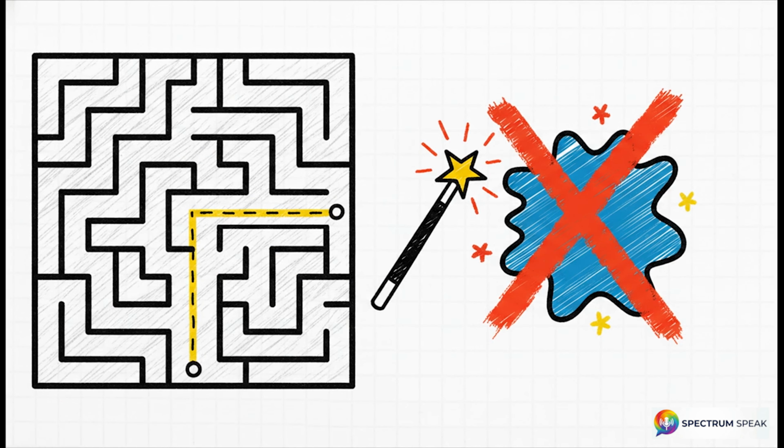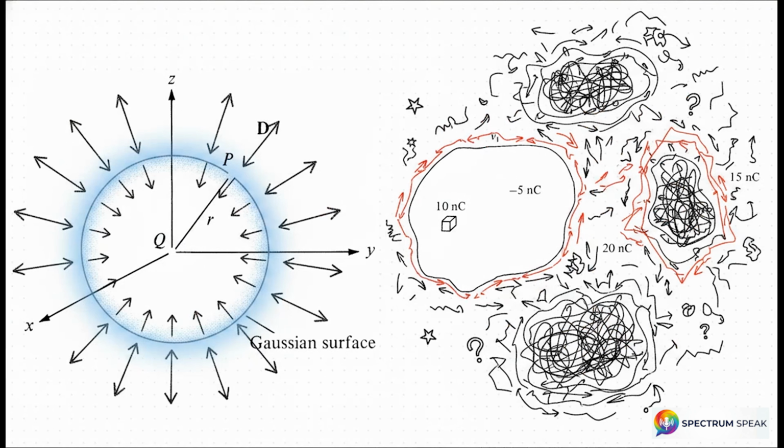Now, I know this seems almost too good to be true, so we absolutely have to talk about the all-important gotchas. Gauss's law is an incredible shortcut, but you have to remember it is not a magic wand that solves every single problem. Take a look. On the left, we've got a perfectly symmetric point charge. We can easily draw a sphere around it where the D field is constant everywhere. Simple. But on the right, we've got just a random blob of charges. Where would you even draw a surface where D is constant? You can't. The symmetry is gone, and so is our shortcut.